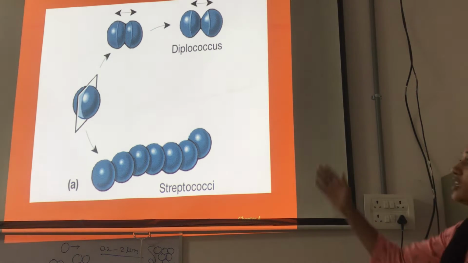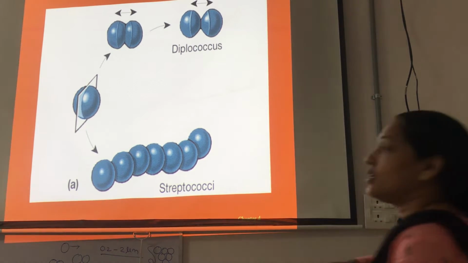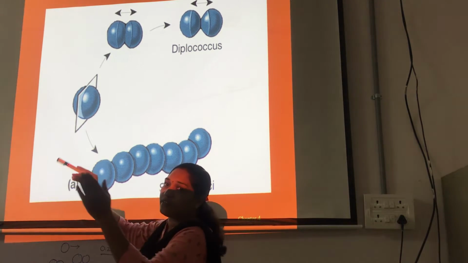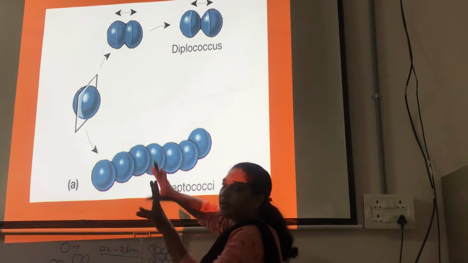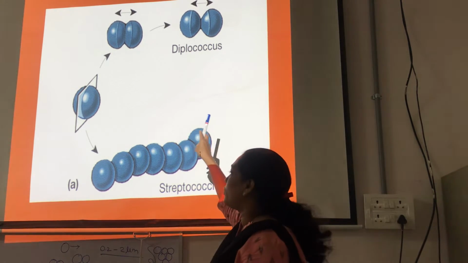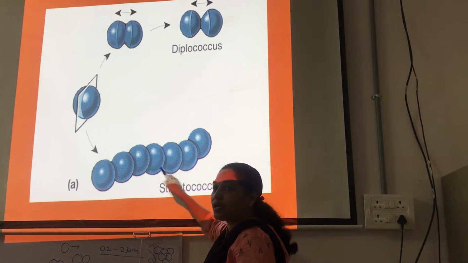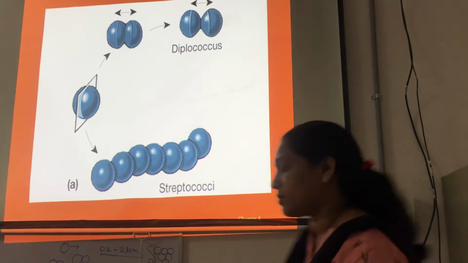So you can just see here how the diplobacillus are formed. This is one bacterium. It will divide by binary fission into two forms. If they separate completely, it forms diplobacillus. If there are multiple divisions and it is not dividing properly, then it forms streptococcus, coccus forms, right?